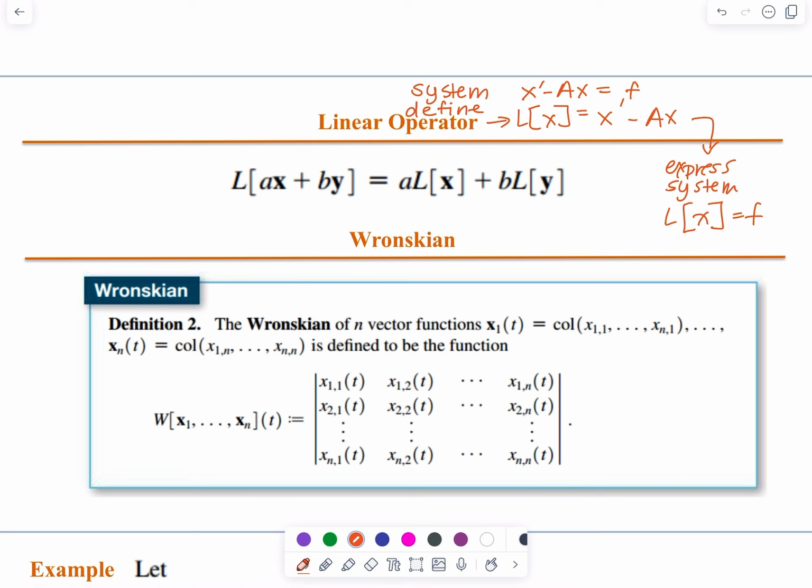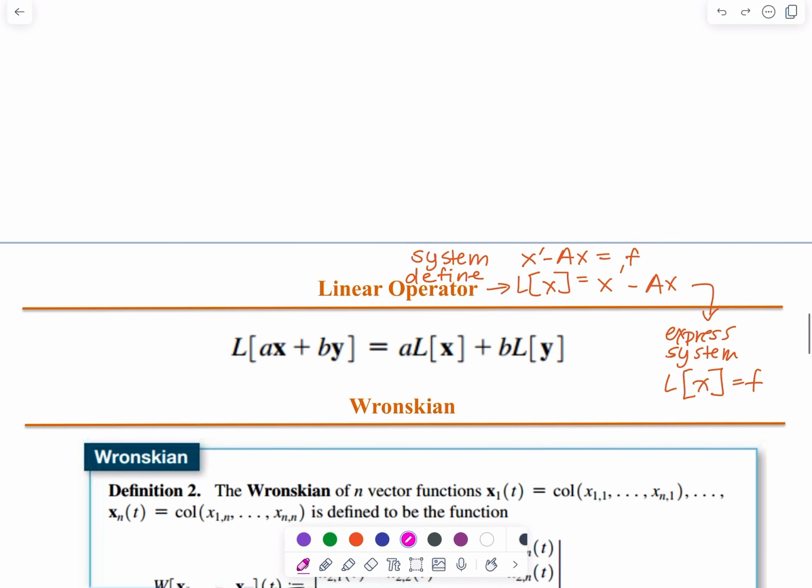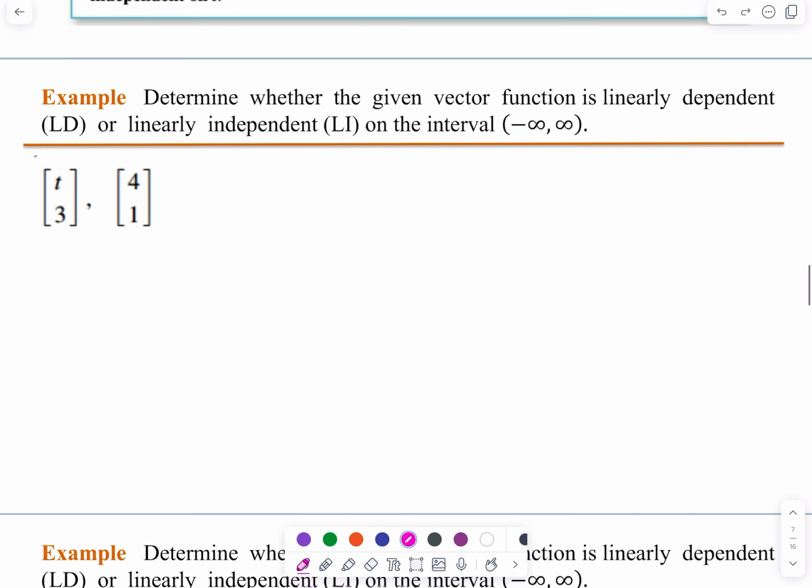As a consequence of the linearity of our operator, if we have our solutions to the homogeneous system x prime, and if we have them in operator notation, any linear combination of these vectors is also a solution. So with that, we can now go to linear dependence of vector functions.